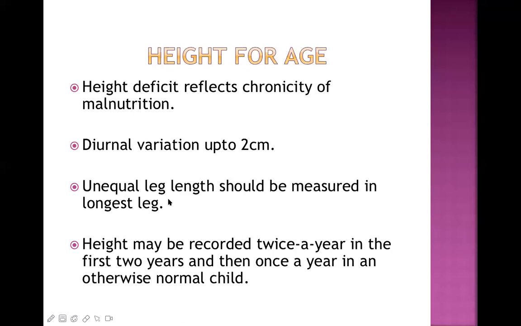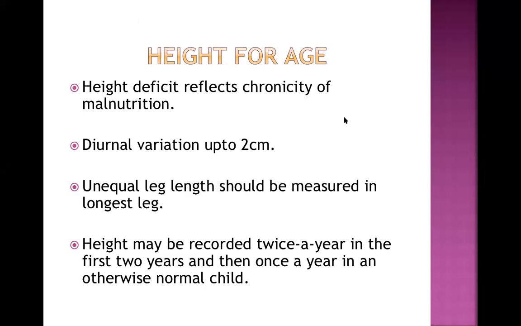Now some of the children have unequal leg length. One leg may be longer than the other. So what should we do during that time? During that time, the length or height should be measured in the longest leg. The longest leg is the proper height, and height may be recorded twice a year in the first 2 years, and after that once a year in an otherwise normal child. So this is all about the height for age.